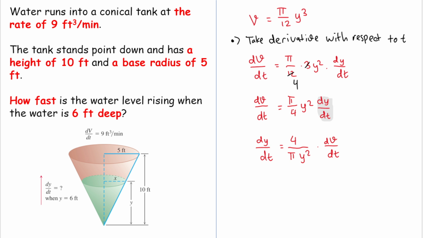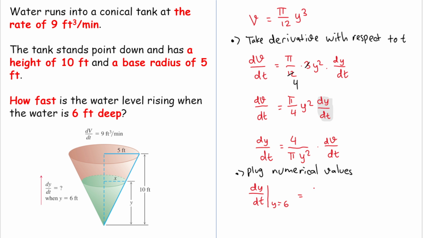Right? Let's check. So I have 4. Yeah, I think I didn't make a mistake here. Now what we need to do is plug in the numerical values. You should plug in the numerical values in the last step. Don't do it too early. So we need to find how fast the water level is rising when the water is 6 feet deep. So we'll have dy over dt here, and the question is asking when y is 6 feet. So y is 6.